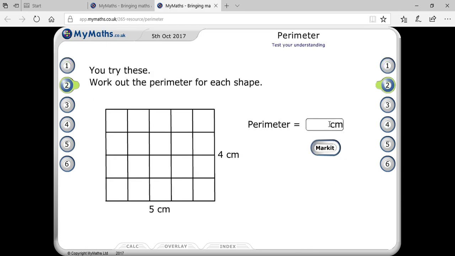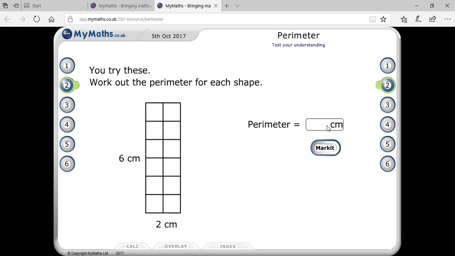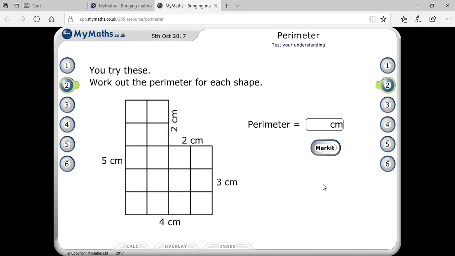Next. Now tell me quickly what will be the perimeter of this figure which you are seeing on your screen. 18. Okay, 18. That's right. Great. What will be the perimeter over here? 16. Good. One more. Now tell me, what will be the perimeter over here? Beta, simply, you have to understand that you have to add all the sides. That's it. Okay?